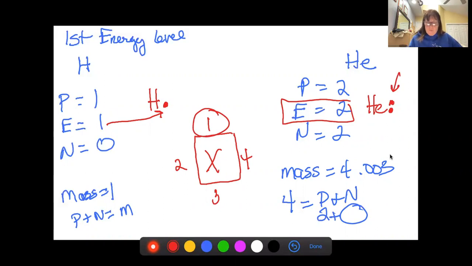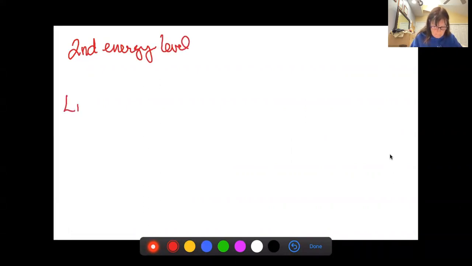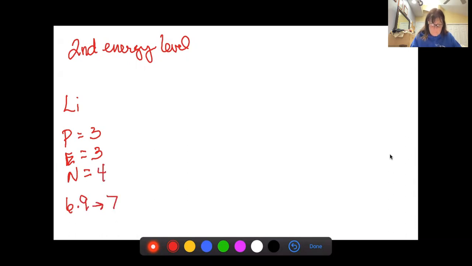Okay, I'm going to move to the next energy level. All right, so my second energy level starts with lithium. Lithium has 3 protons, 3 electrons, and notice I have 6.9. 6.9, I'm going to round to 7. So that means I have 4 neutrons, because, right, protons plus neutrons equals my mass.